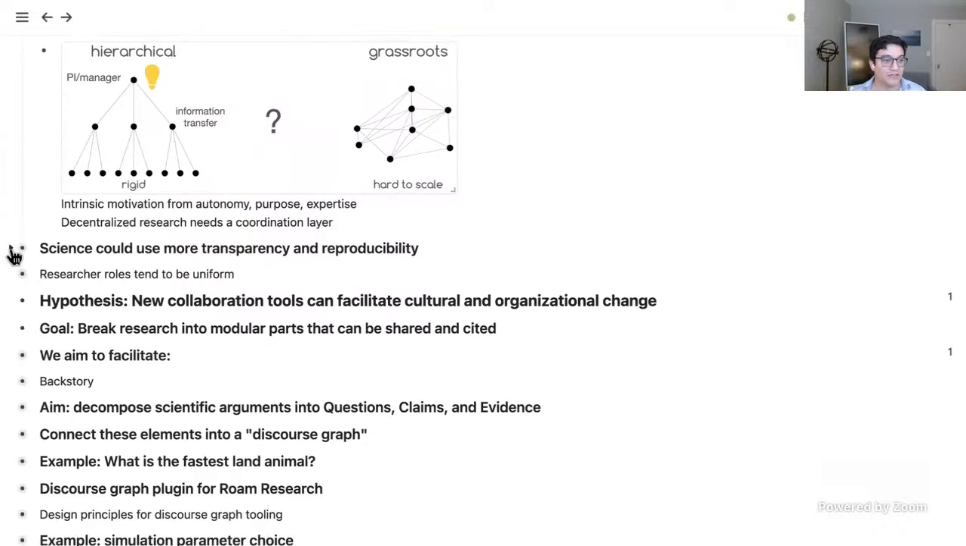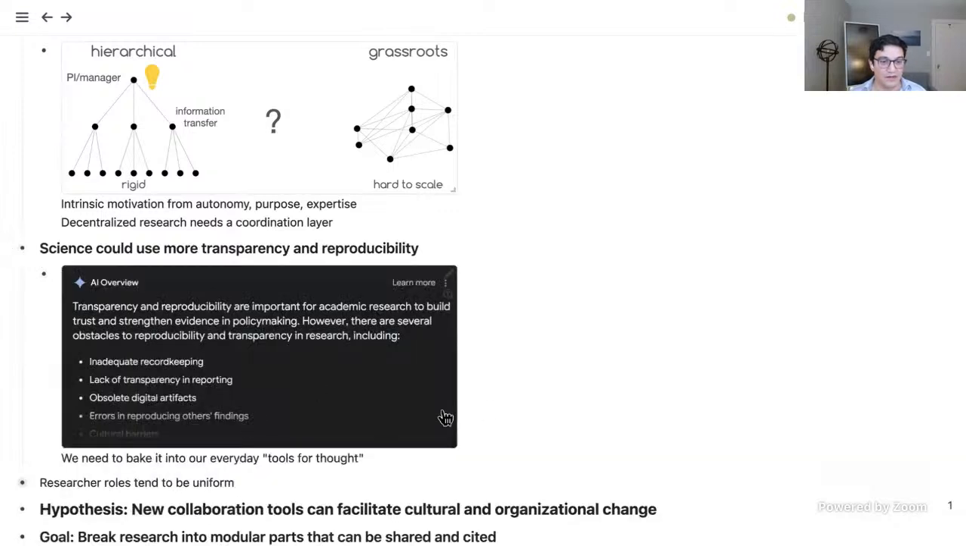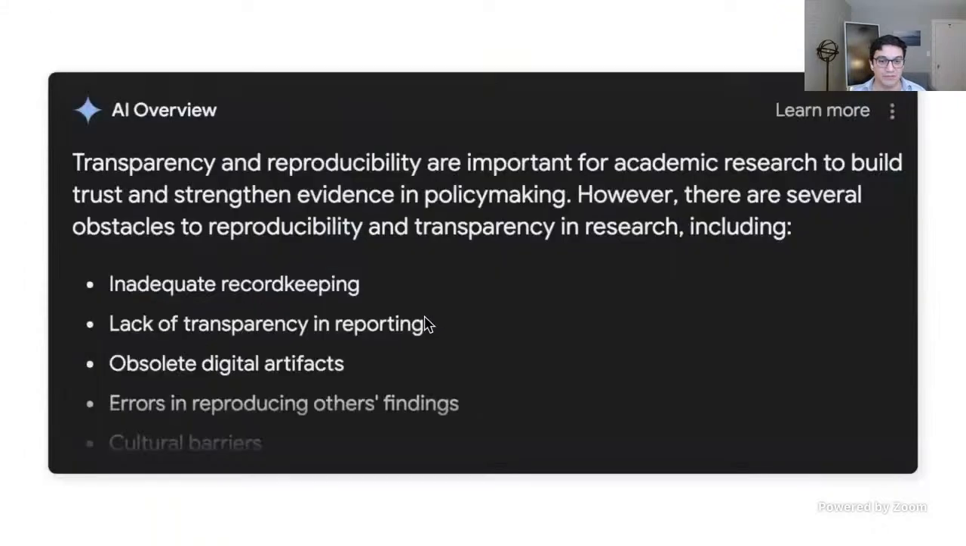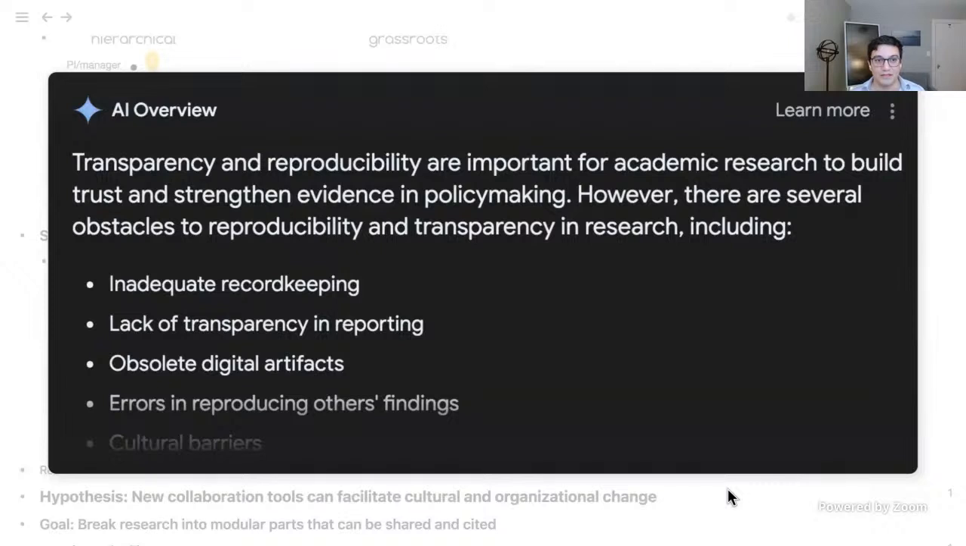Finally, one increasing challenge for the field of science as a whole is that we think that it could use more transparency and reproducibility, particularly in academic science. A great illustration of this point is that I went to find some example for transparency and reproducibility, and found this great summary generated by Google's Gemini, saying that transparency and reproducibility are important for academic research. However, there are several obstacles, including inadequate record keeping, lack of transparency in reporting, obsolete digital artifacts, errors in reproducing other findings, etc. And I thought it was telling and ironic that the source of information for this point came from a large language model.